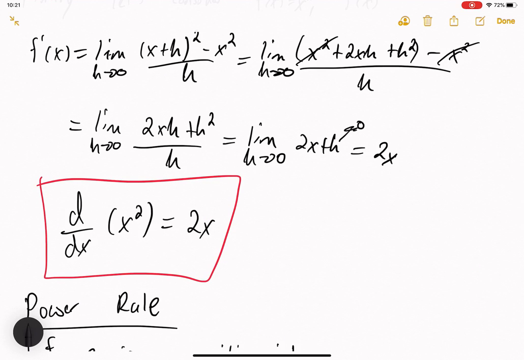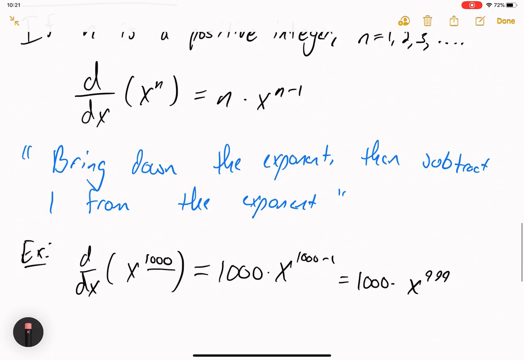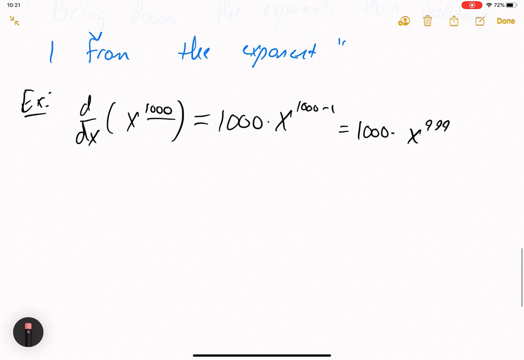Right here, our n is equal to 2. So we bring down the exponent, we get 2, then we get x to the 2 minus 1, because we bring down the exponent and subtract by 1, and we just get 2x to the 1, which is what we got. And you can attest that it works with the other previous examples we did. So far, this is a pretty nice rule, honestly.